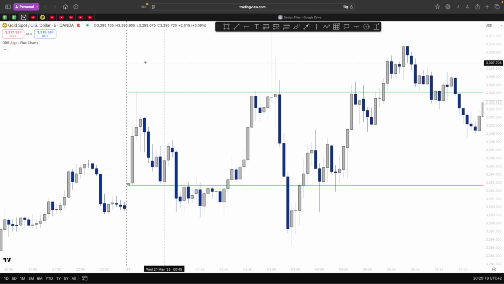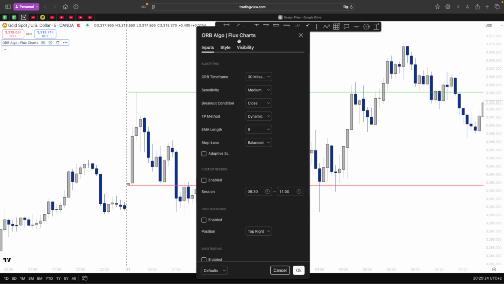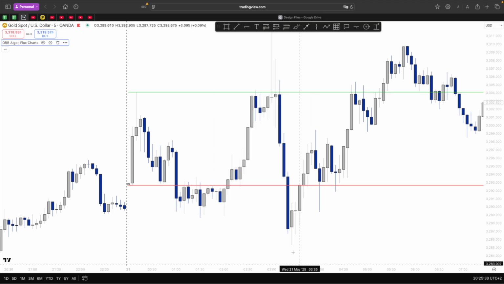The first thing you want to do is go to your indicators and add this indicator, ORB Algo by Flux Charts. Pause your screen, take a screenshot. These are the settings that I use: 30-minute opening range breakout time frame, and these are the settings. So make sure you take a screenshot and let's get to the video.